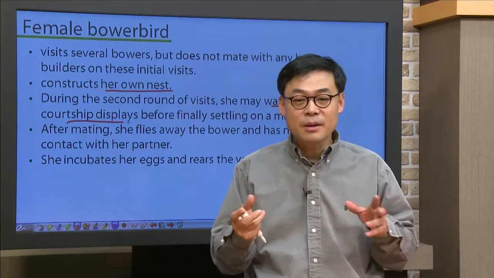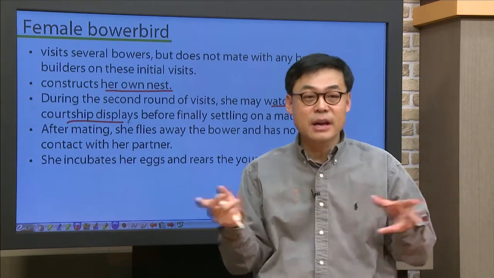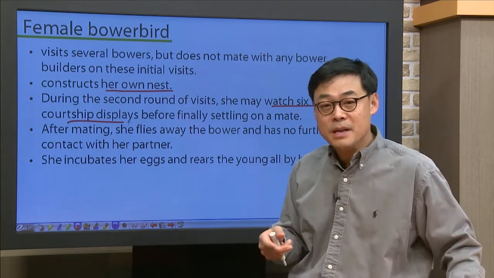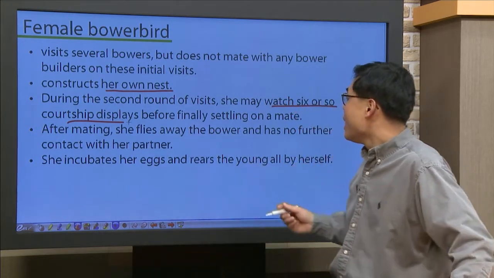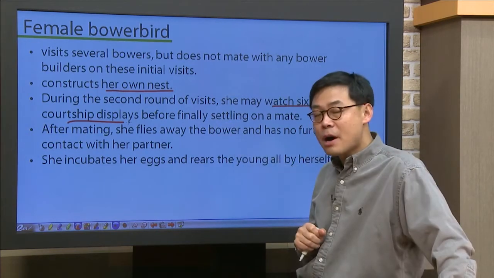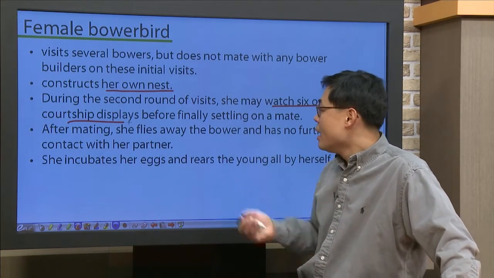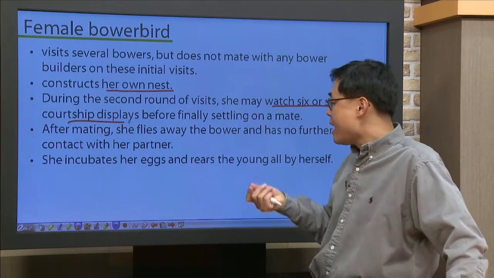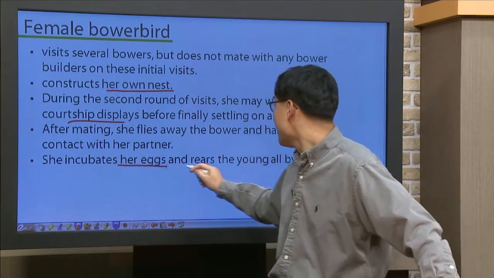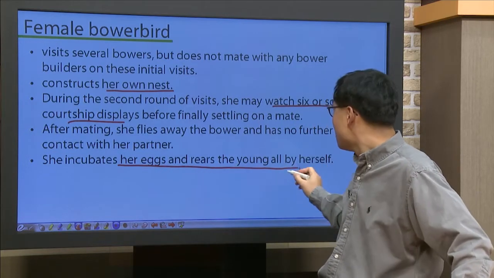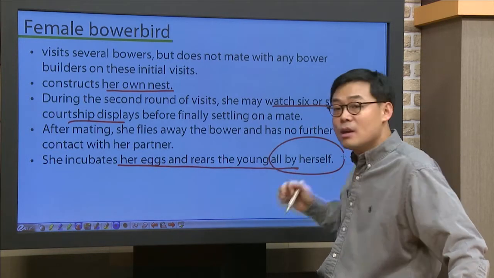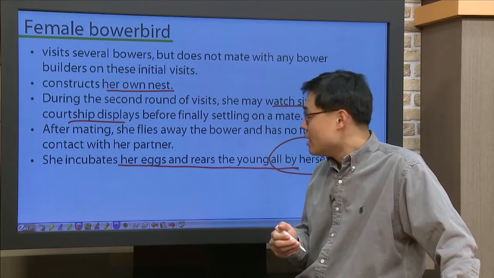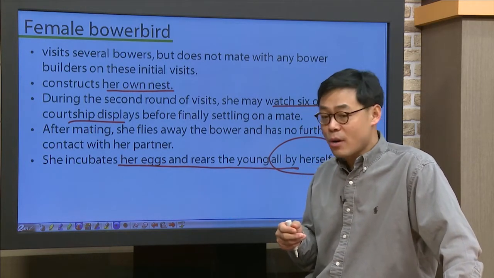You go to all the male bowers and judge which male builds the best bower, and then she decides on one of the bower builders and mates with him, and then she comes back to her own nest and lays eggs, incubates her eggs and rears the young all by herself. She does all the parenting by herself, and the male doesn't help at all.